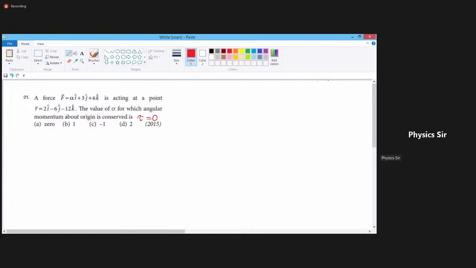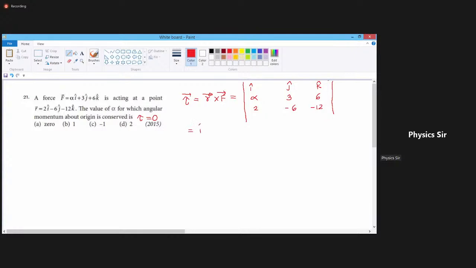So first of all, you need to calculate the value of the torque. What is the value of the torque? The torque is the vector r cross vector F. What is the vector r? This will be the determinant with i cap, j cap, k cap; this is alpha, this is 3, this is 6; this is 2, this is minus 6, this is minus 12.